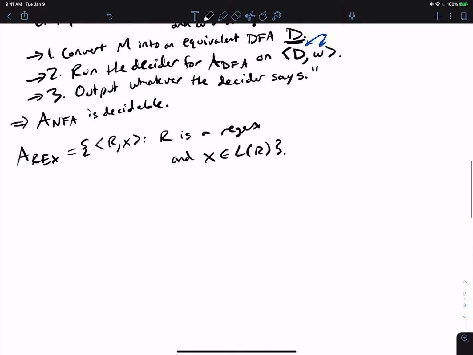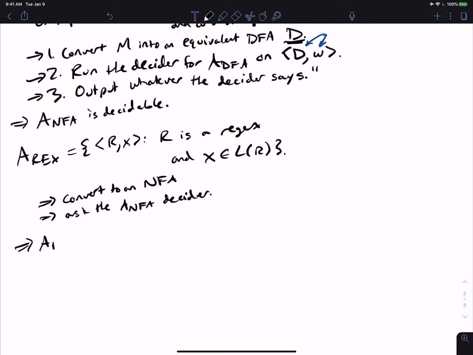And the idea here is to show that this is decidable, to convert to an NFA, which takes a finite amount of time, and then ask the decider for A sub NFA. And then, well, A sub NFA's decider runs in a finite amount of time, and the conversion to an NFA runs in a finite amount of time. So this tells us that A sub REX is decidable.